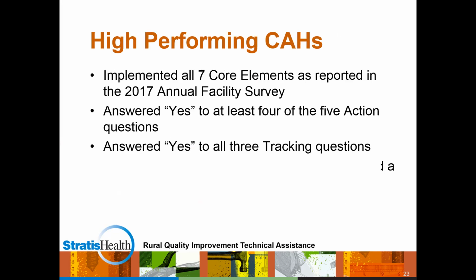With regards to defining high performing, I talked about this a bit already. They had to have implemented all 7 core elements as indicated by the 2017 survey. They had to have answered yes to at least 4 of the 5 action questions for those that were independent, and all 5 of them if they were part of a health system. And then they needed to answer yes to all 3 of the tracking questions as well.